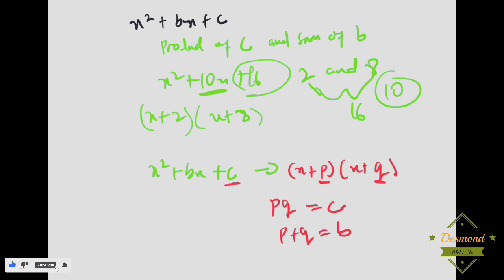So the c here should be equal to p multiplying q, and the b there is equal to p plus q. That's what we are talking about here. Now let's take an example.